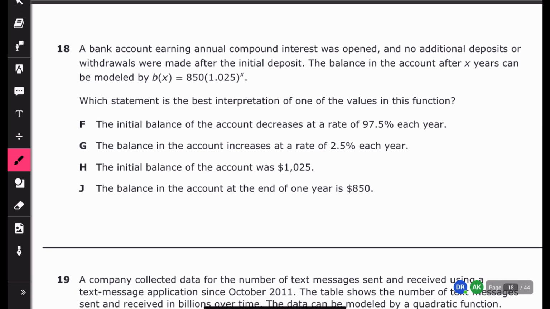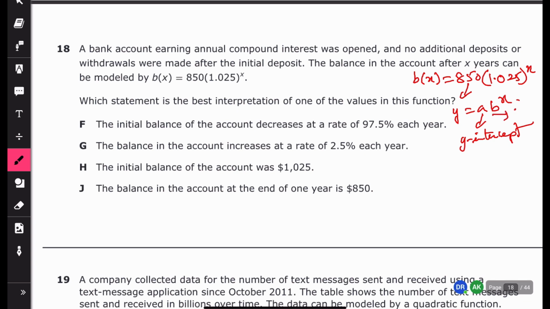Now we know that b of x is equal to 850 into 1.025 to the power of x. Here this is the y-intercept, this is a. It is actually y is equal to a into b to the power of x, or b of x is equal to a into b to the power of x. This is the y-intercept, that is when x is 0, what is the a value. Now this becomes the common ratio. Here it is 1.025, so it is greater than 1. It's an increasing graph over here.